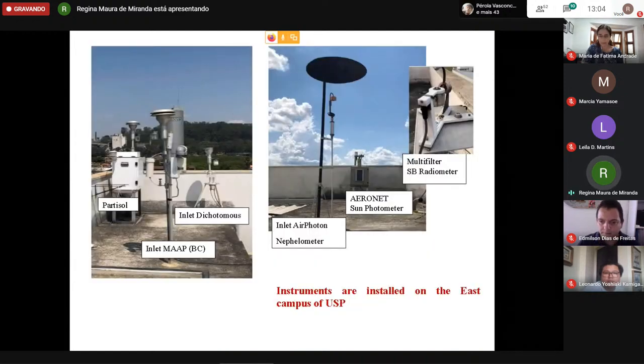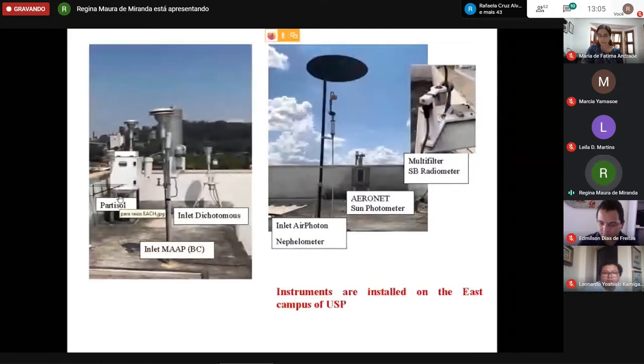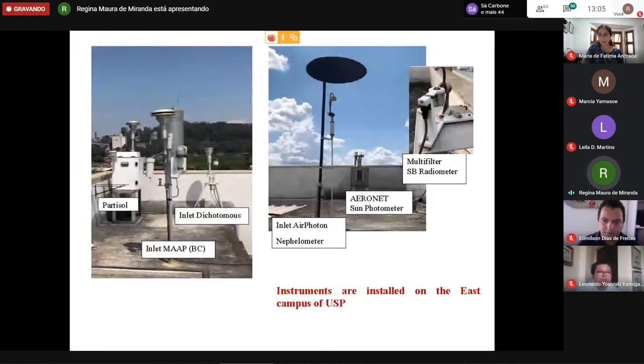Here are the instruments to monitor the aerosol: partisol, dichotomous, and a black carbon monitor. And for optical properties, a shadow band radiometer, a sun photometer, CIMEL from AERONET, and also a nephelometer. And the instruments are, as I said, in the East Campus of the University.